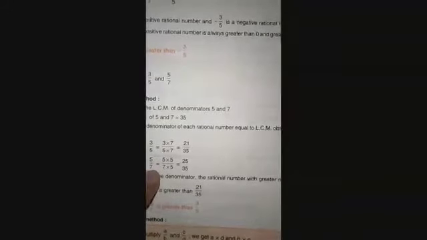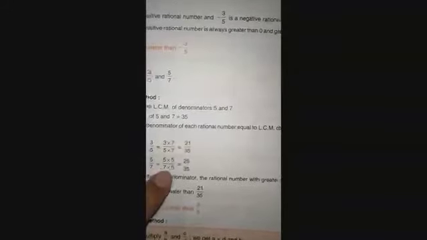So ultimately what we need to do? We need to equalize the denominators of the two rational numbers. Okay. And here 5 by 7. So that means to make the denominator 7 equal to the LCM, that means 35, we need to multiply it by 5, is not it?